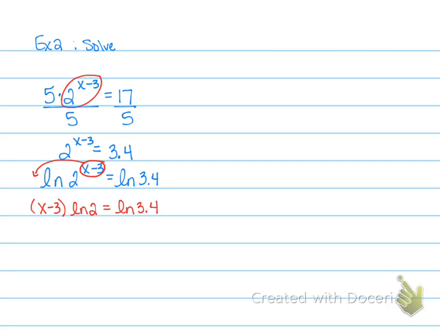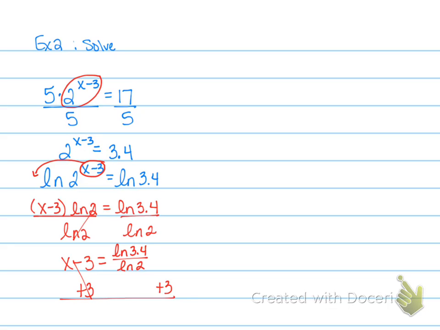So it's up to you. You could distribute the natural log of 2, but I'm going to go ahead and just move it over. So I'm going to divide both sides by the natural log of 2. And when I do that, I get x minus 3 equals, and you could put that in your calculator and get a decimal. I'm just going to keep it for now. And then we're still solving for x, so we're going to add the 3. 3 doesn't have a log, so it's just going to go there at the end.